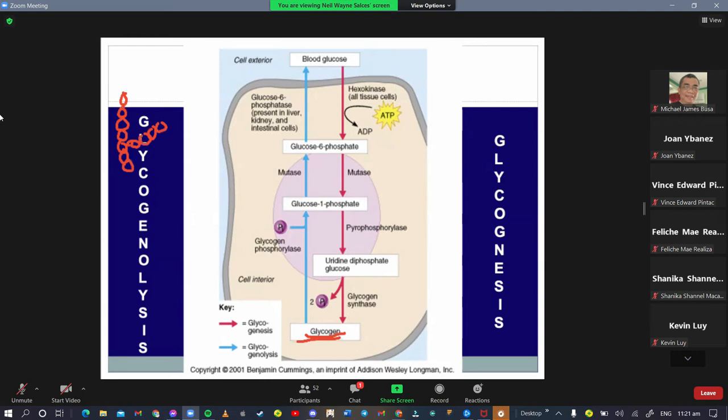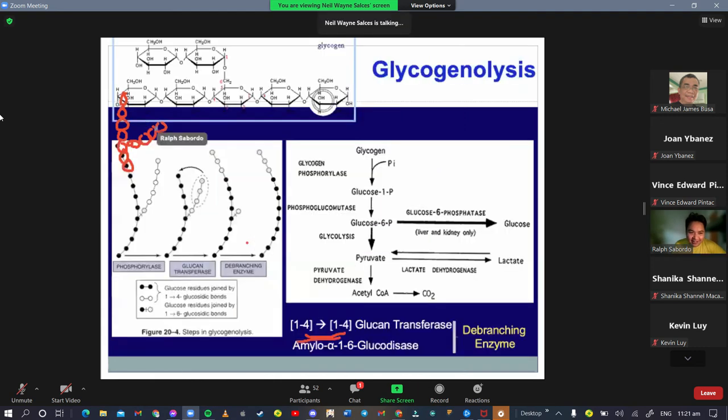In the case of hunger, starvation, or a decrease in blood glucose, there would be an activation of glycogen phosphorylase. What glycogen phosphorylase does is break the alpha 1,4 glycosidic bonds of the chain. Okay, I'll draw it here. Thank you, Doc. Let me erase this one.